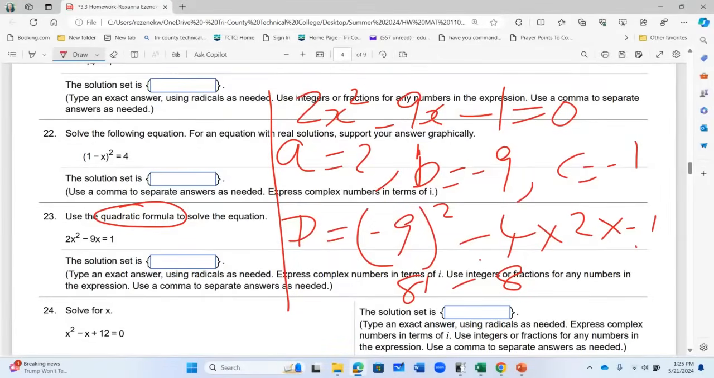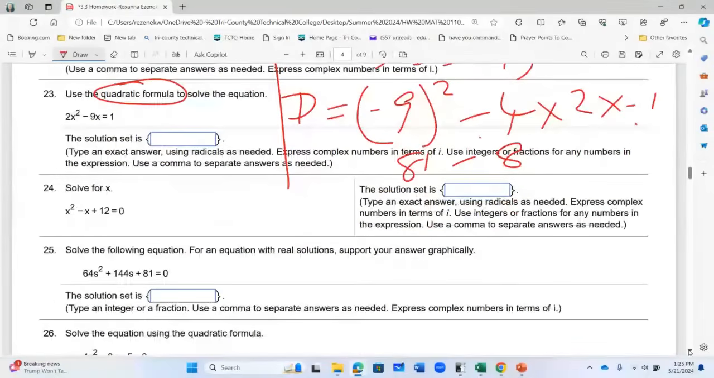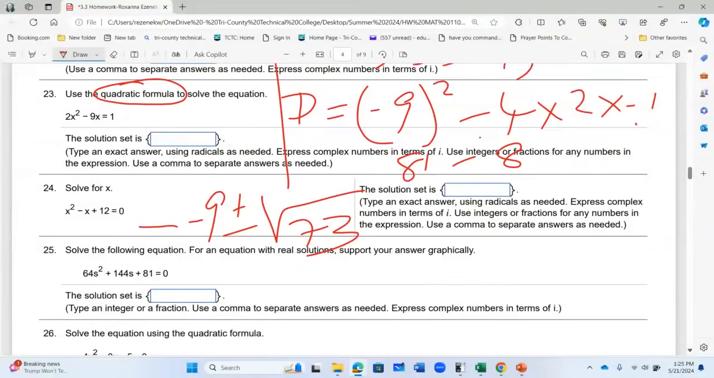Therefore, now I plug into the quadratic formula. I can just do that without putting everything in. So I have minus 9. b is minus 9, so minus 9 plus or minus the square root of 73. Instead of putting in everything, I already know the value of the discriminant. Therefore, if I know the value of the discriminant, then I know the radicand, which is 73.